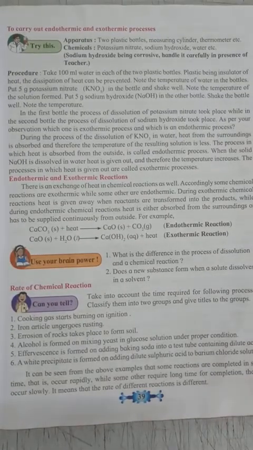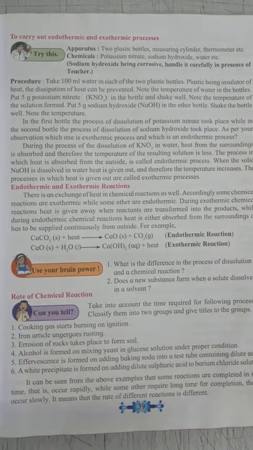One other practical is given in your book. Take two plastic bottles and a measuring cylinder. In one bottle take potassium nitrate, in the other bottle take sodium hydroxide. Put 5 grams of potassium nitrate in one bottle, add water and shake well. Note the temperature. Put 5 grams of sodium hydroxide in the other bottle, add some water and shake well.